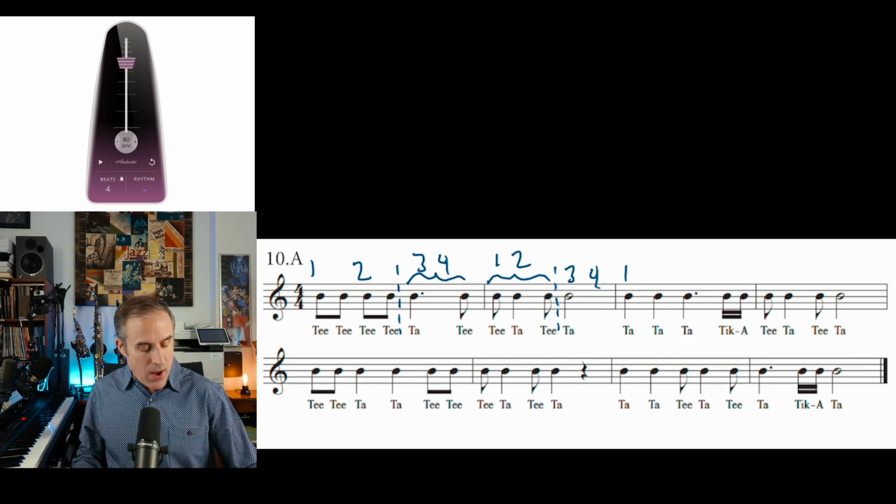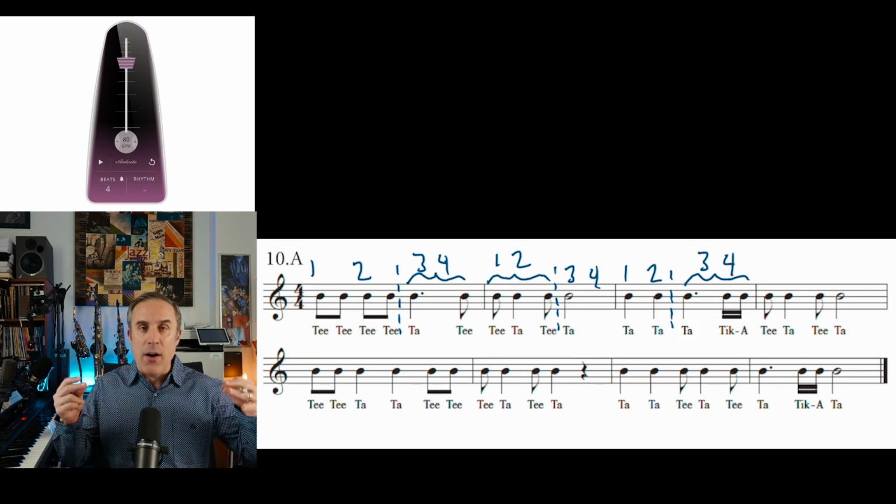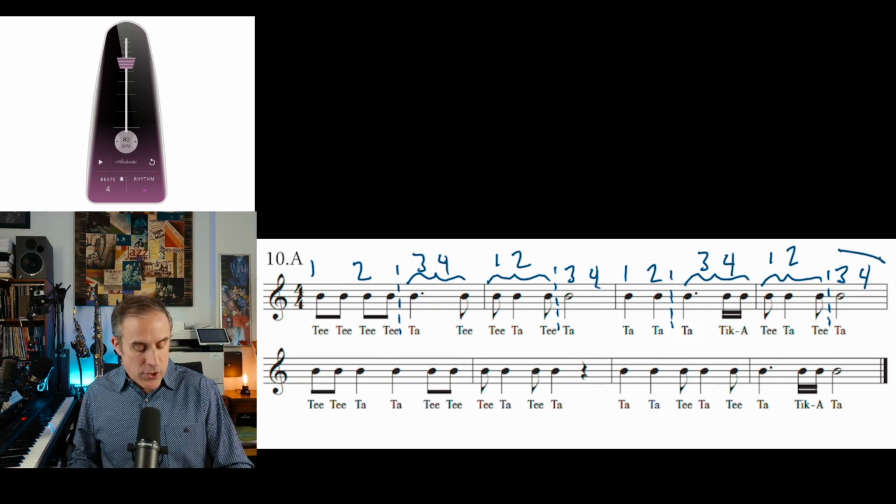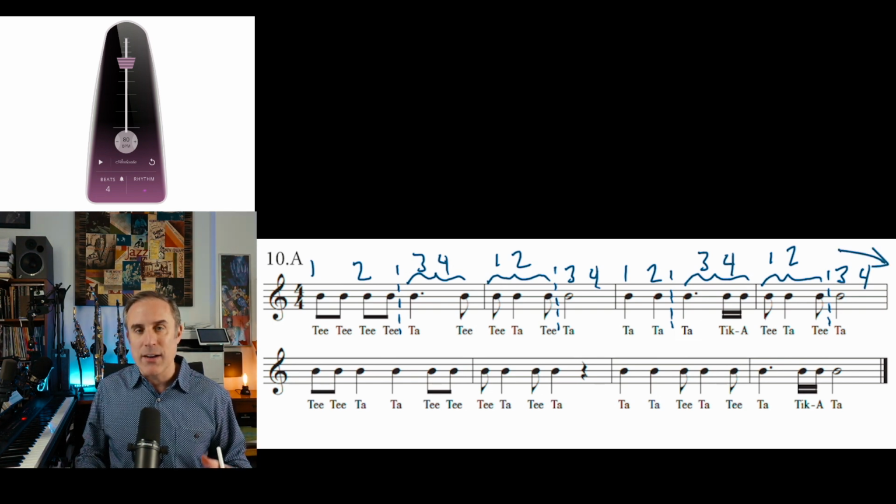Measure 3, ta, ta, invisible bar line, and then our week 9 motif taking up beats 3 and 4, Tik-A. And the last measure on that line, we have this week's motif taking up beats 1 and 2. Invisible bar line falls right here. And then we've got our half note on beats 3 and 4, giving us that opportunity to look ahead to the next line. So important to be looking ahead when you sight read.